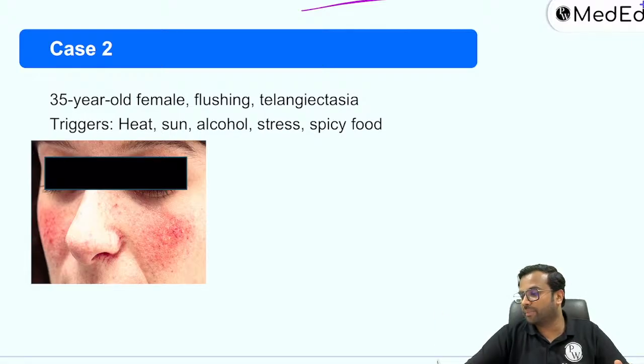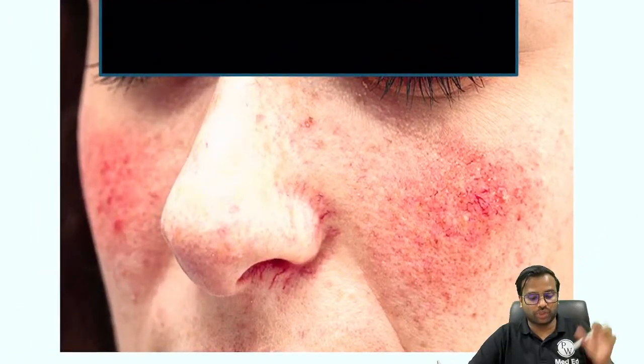Yes, for dandruff in the hair we can definitely use ketoconazole shampoo. Definitely you can use it, Samantha. Okay, so now coming back to this, I'll just zoom this for you.